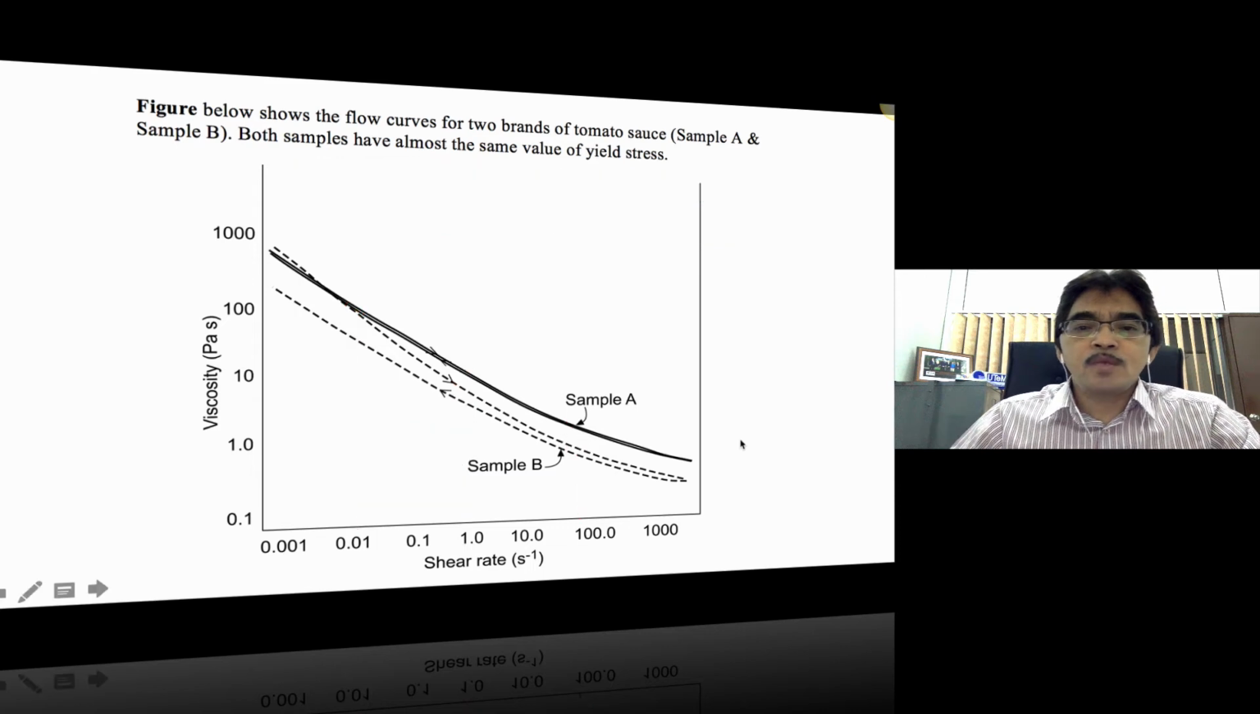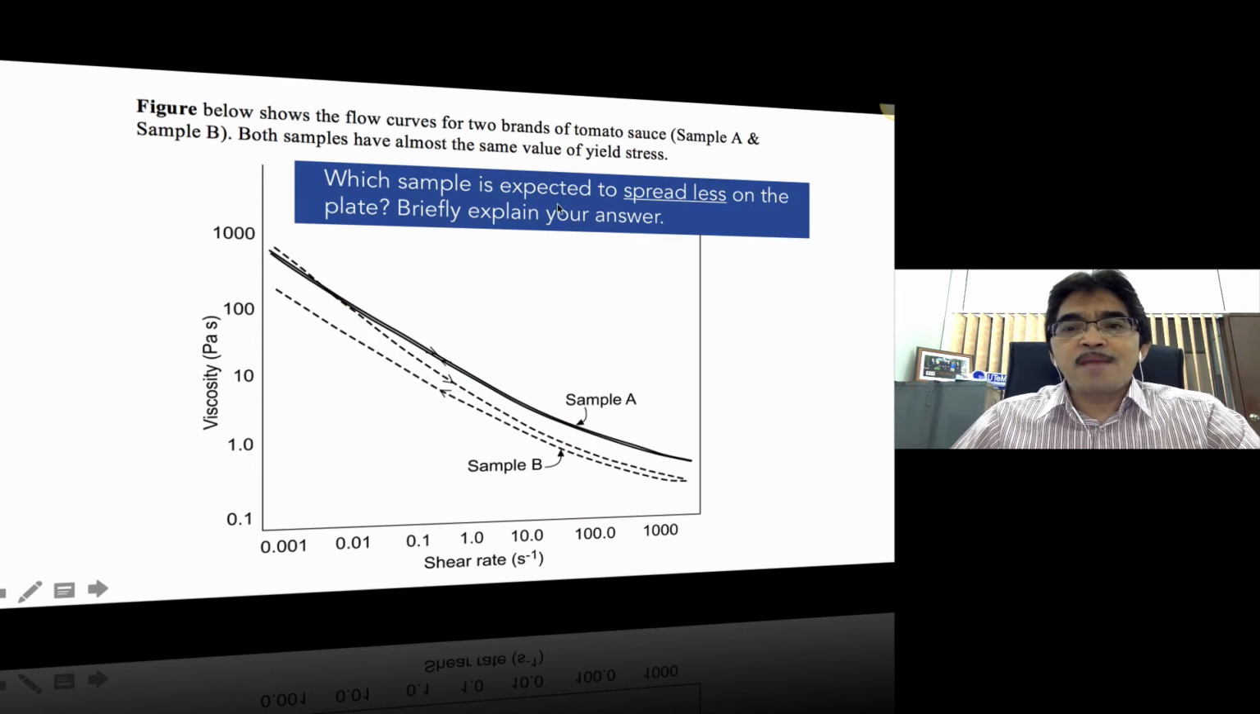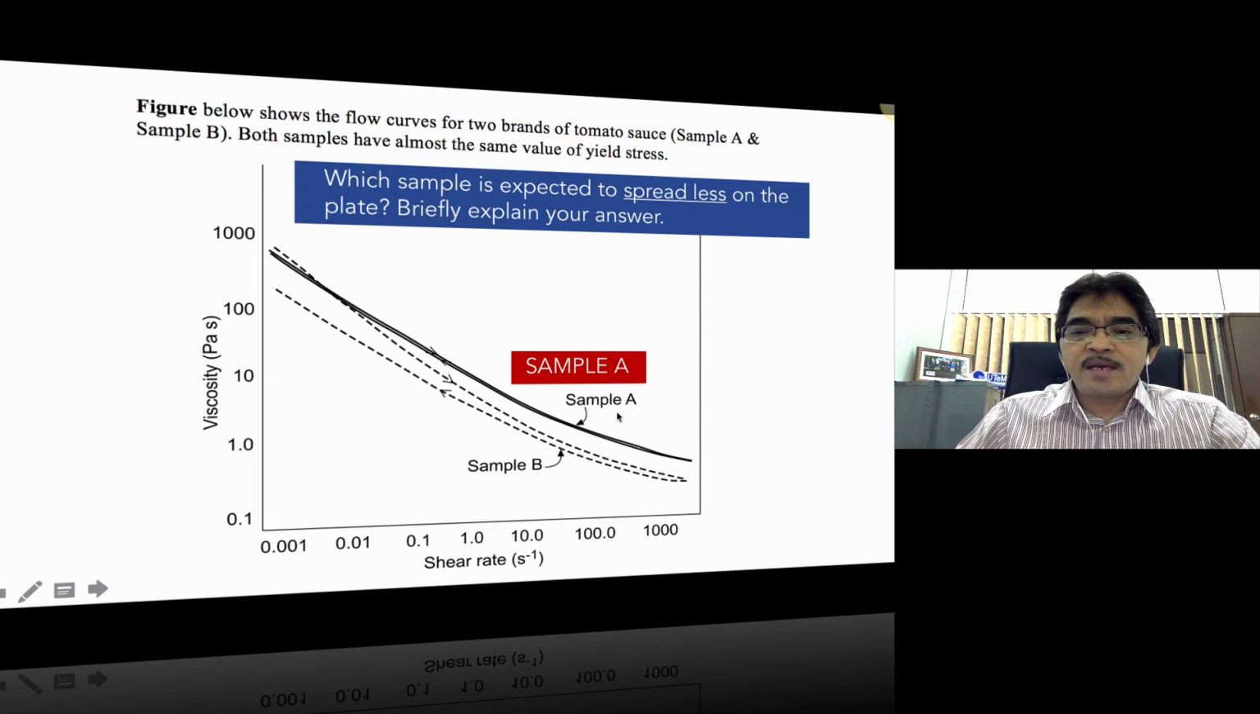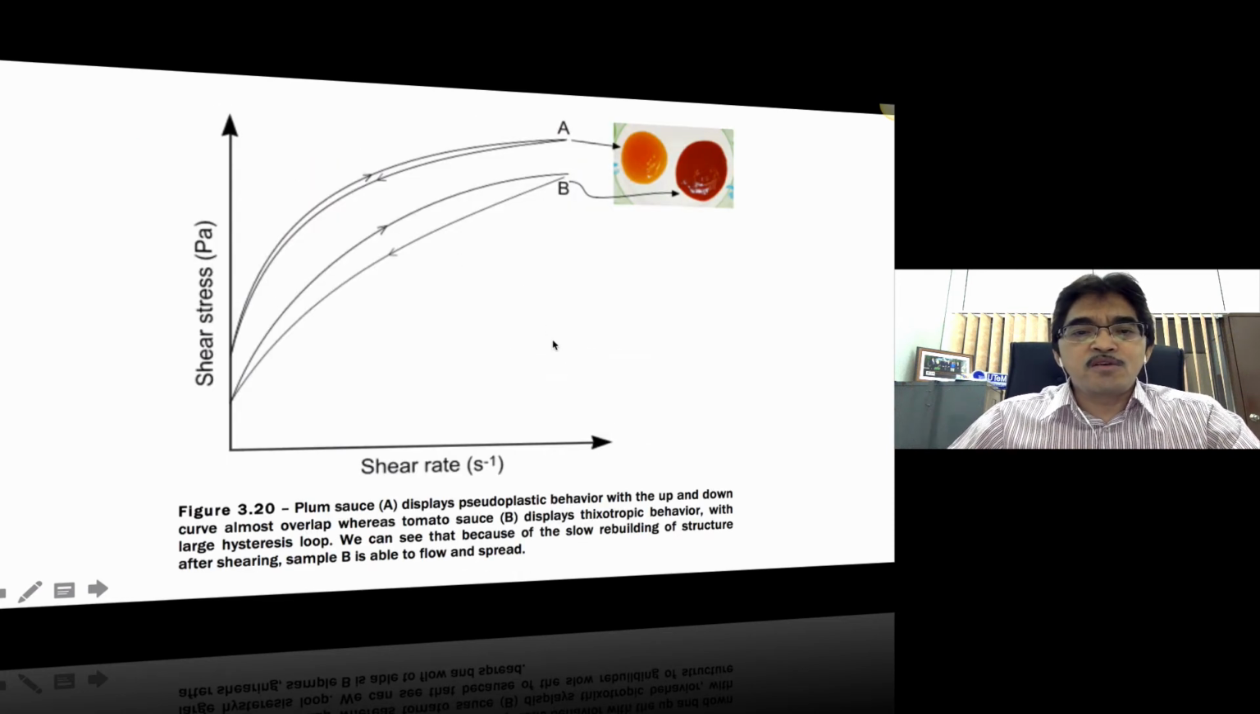Okay. Now, next question is, which sample is expected to spread less on the plate? Briefly explain your answer. Spread less. So the answer is sample A. Why? If you remember, this is from the notes. Sample A, sample B. In this case, the flow curve has shear stress on the y-axis and shear rate on the x-axis. You can see sample B has higher hysteresis. So this one is thixotropy, and this one is more like pseudoplastic.